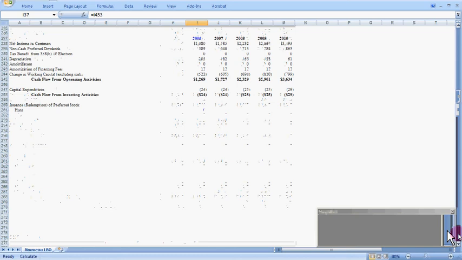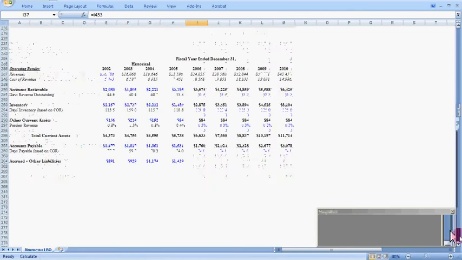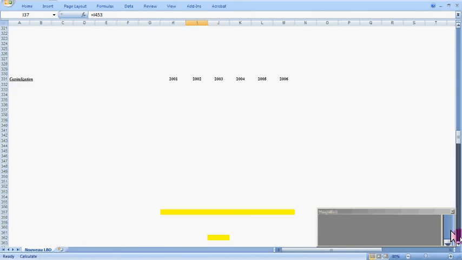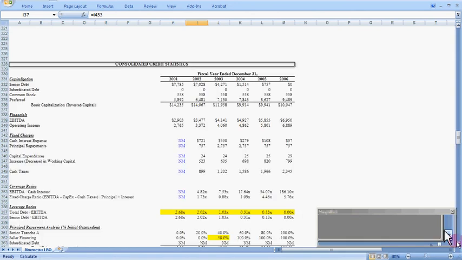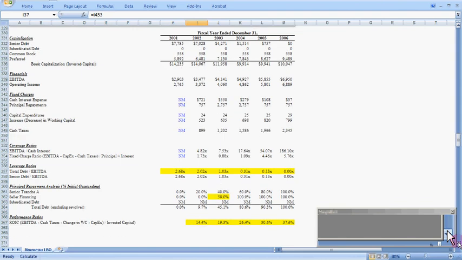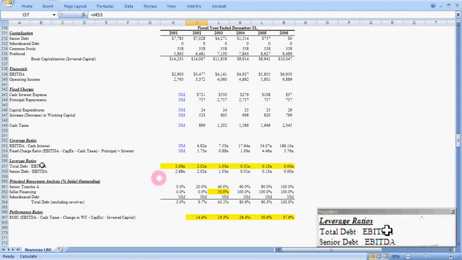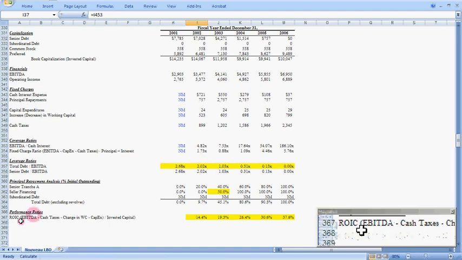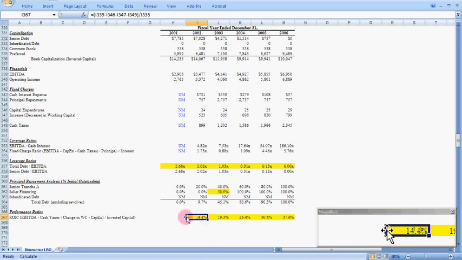Then you also have your cash flow statements, your net working capital, your final working capital statements, and then your credit statistics right here. Most importantly on the credit statistics, you've got coverage, fixed charges, and so on. But look at the leverage ratios, total debt divided by EBITDA. The leverage ratio ends up going down, but the performance ratio, the ROIC, ends up going up. It went from 14, as you can see right here, all the way to 37. That's more than doubling, and that's really good performance compared to the debt, which is actually going down.